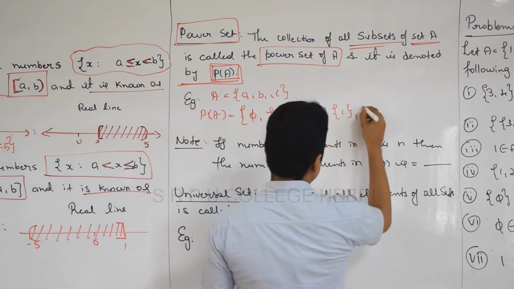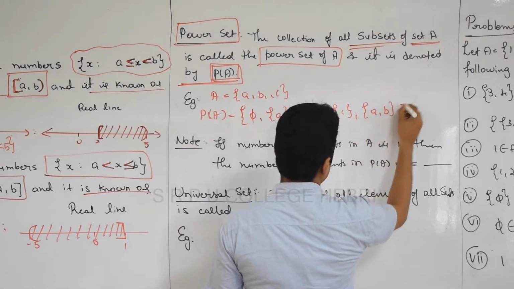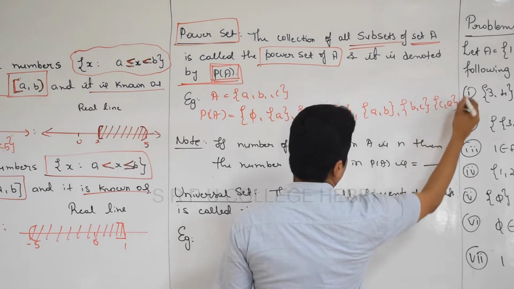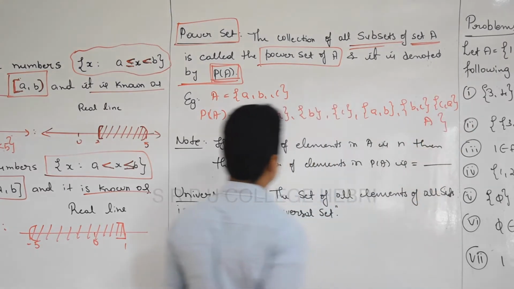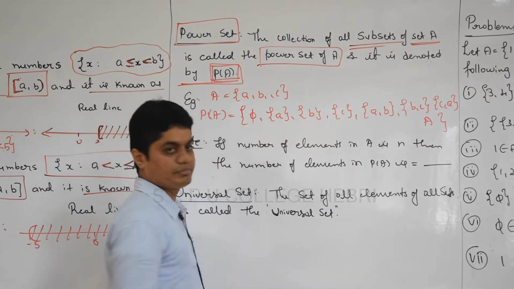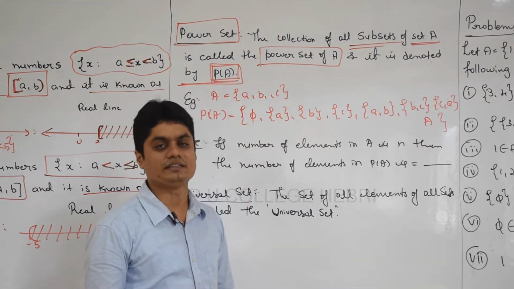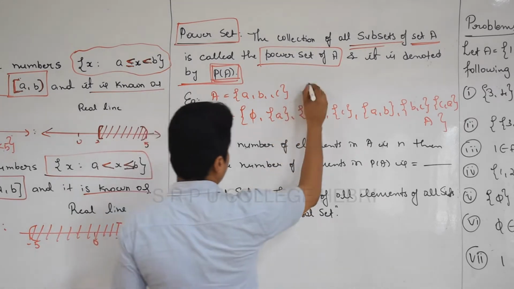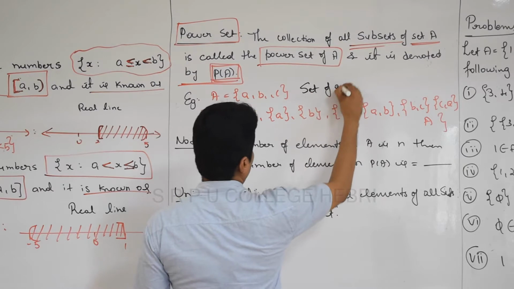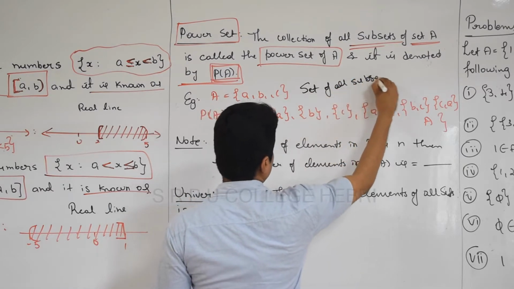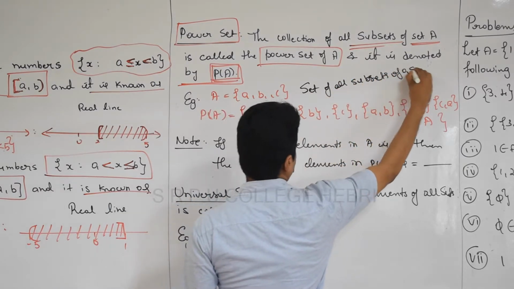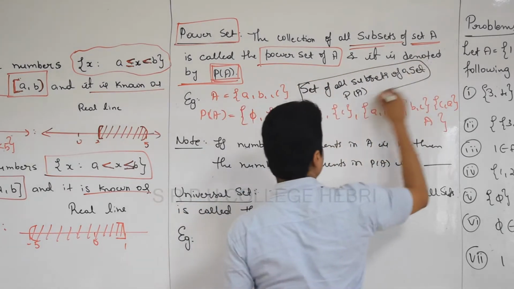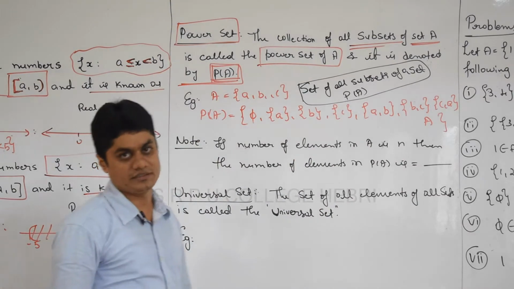Correct? Next, the two-element sets {A, B}, {B, C}, and {C, A}, and the last one, the set itself. Okay, so this is an example of the power set. The set of all subsets of a given set is known as the power set. Remember, the set of all subsets of a set A is known as P of A. The set of all subsets of the set is known as the power set of the set.